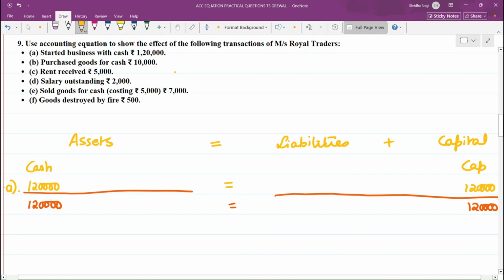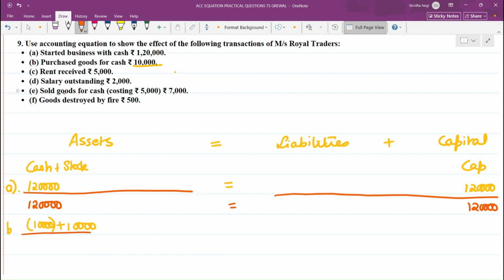Now the B transaction. B transaction, let's do. Purchase goods for cash rupees 10,000. Purchase goods, तो stock is coming in, तो एक asset stock हो गया अभी. Stock के नीचे आप लिख दोगे 10,000 and it's a cash purchase, so your cash is going. तो यहाँ पे 10,000 will under cash you will write in brackets. ठीक है, nothing is getting affected in liabilities and capital.